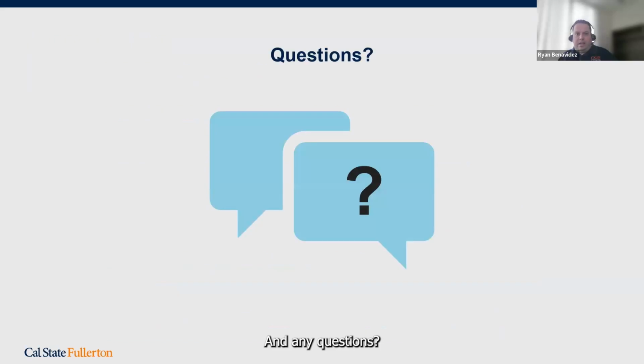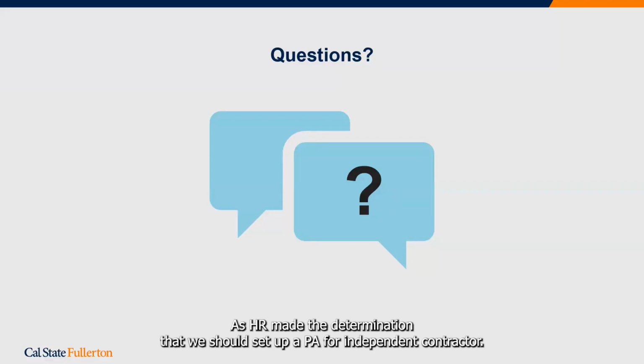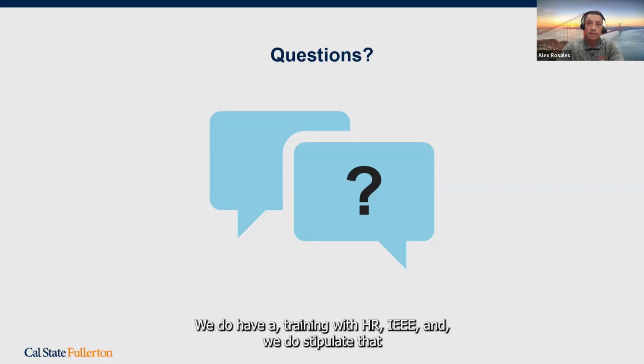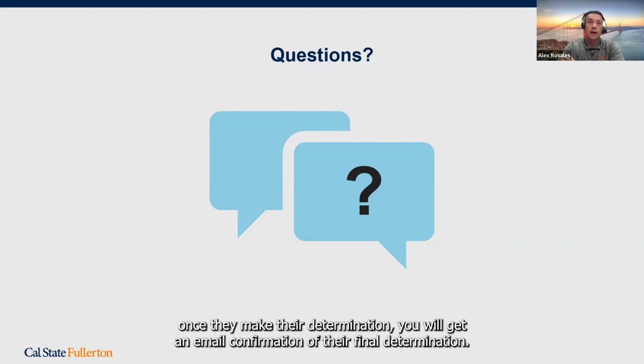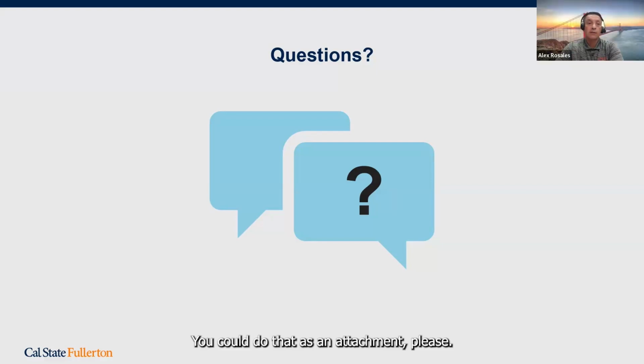And any questions? There was one: how do you want us to document on the purchase requisition if HR made the determination that we should set up a PO for an independent contractor? Hi, good morning, guys. Ryan, thank you for the information, and that's a great question. We do have a training with HR, and we do stipulate that once they make their determination, you will get an email confirmation of their final determination, and we ask that you include that as part of the documentation to your requisition via the header comments. You could do that as an attachment, please.